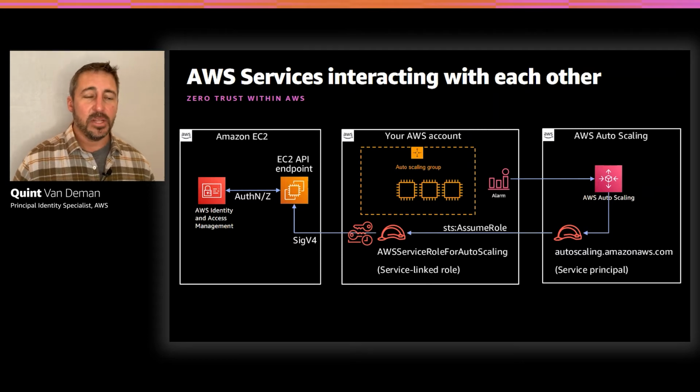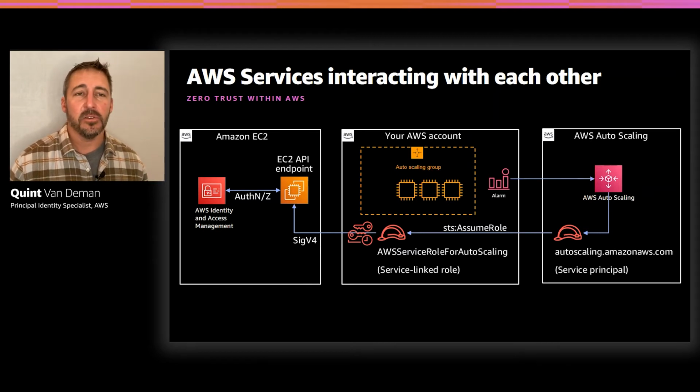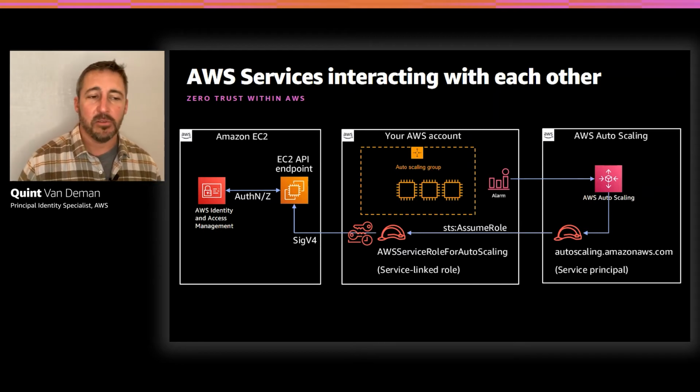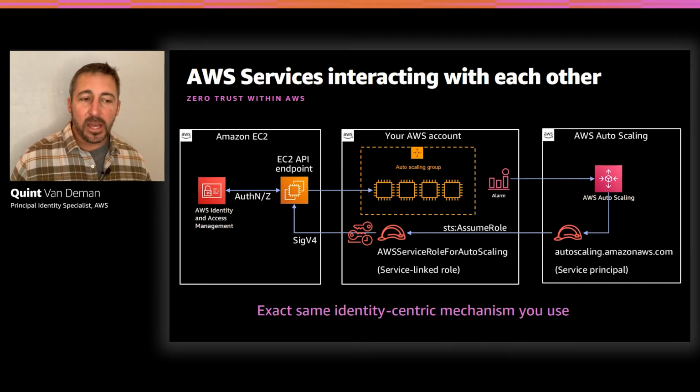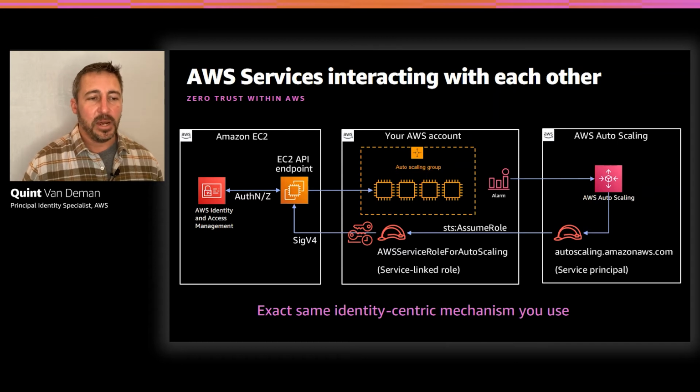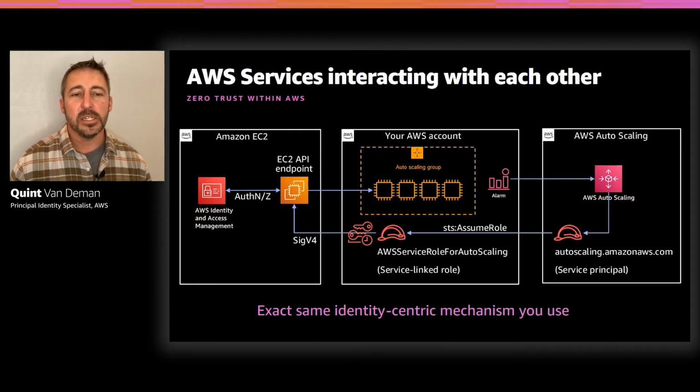When the EC2 endpoint receives that, it's going to turn to AWS IAM to essentially verify the signature for authentication and then authorize that request based on the policy attached to the service-linked role. And then only after all of that transpires will EC2 put the new instance in your account.